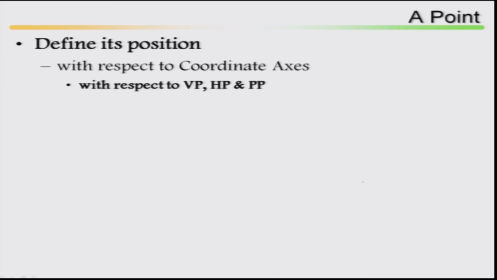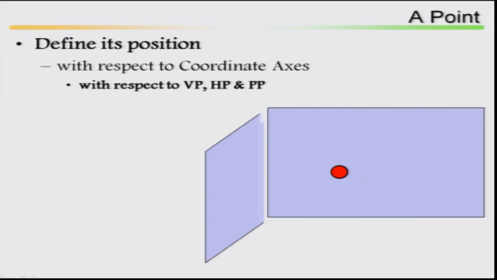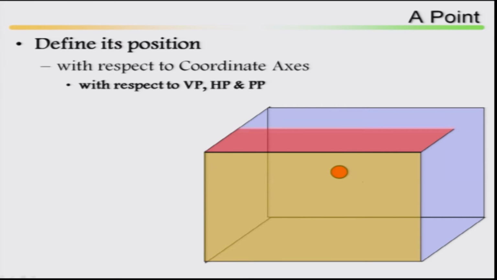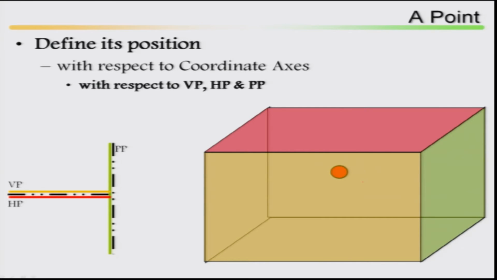Define its position, a point. Now, let us look at the point. Define its position with respect to its coordinate axes, with respect to the vertical plane, horizontal plane and profile plane. Look at this point with respect to the vertical plane, with respect to the horizontal plane, with respect to the profile plane. I have marked it 1, 2, 3.